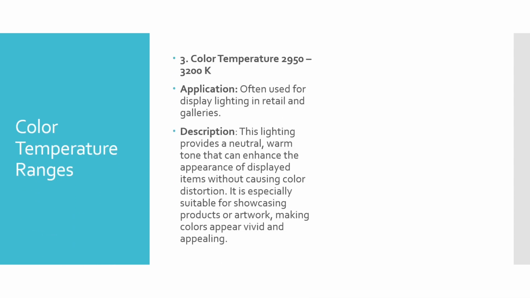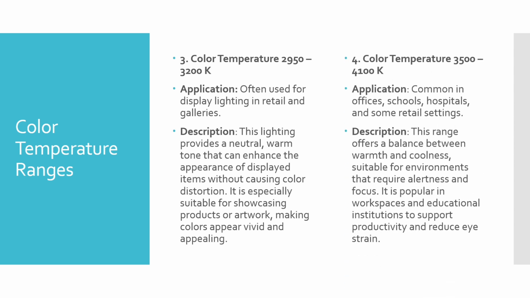Color temperatures between 2950 to 3200 Kelvin provide a warm but more neutral light compared to the lower color temperatures. This lighting range is often used in places like retail stores and galleries, where it's important to highlight products or artwork without altering their true colors.